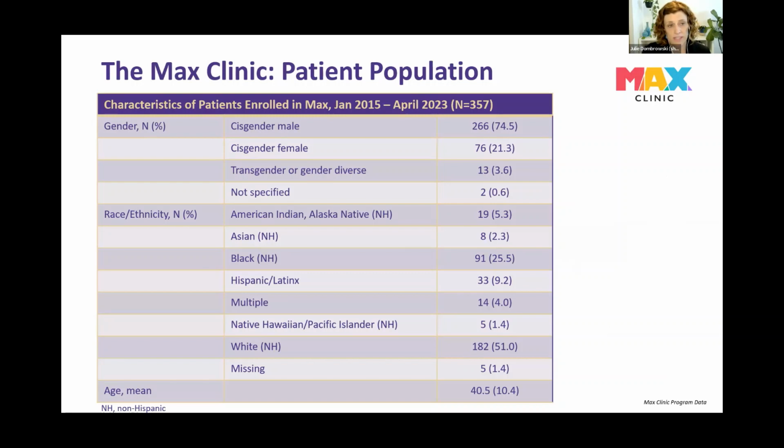And what the demographics show is a lot of similarities to people with HIV in King County in general, with a few notable exceptions. So certainly more cisgender women. That's about 13% in the county overall compared to 21% in MAX Clinic. More transgender or gender diverse persons, 4 versus 1%. And fewer non-Hispanic white persons. So 51% in the MAX Clinic compared to 67% in the county overall.